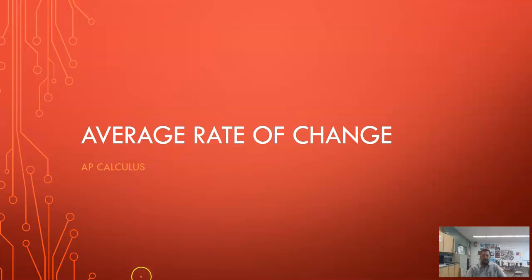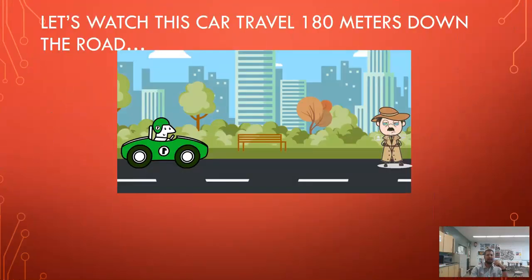Okay guys, so what we're going to be talking about today, as you can see here, is average rate of change. Now when we talk about average rate of change, the type that most people are familiar with is when you see something like this. Let's say we watch this car, and I know this is not to scale, travel 180 miles down the road.